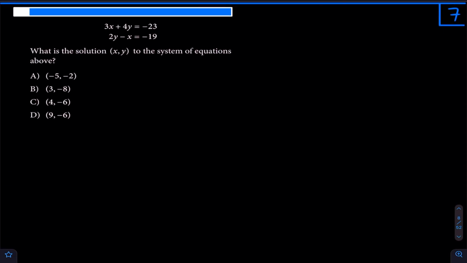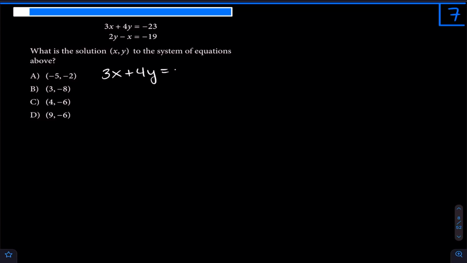So moving on to problem 7 here, this problem says, what is the solution x comma y to the system of equations above? So we've got this gross looking system of equations, and they're already trying to trick you here. They're already doing something to trick you, which is kind of annoying, to be honest. What they're doing, and by the way, this is not a calculator problem, sadly.